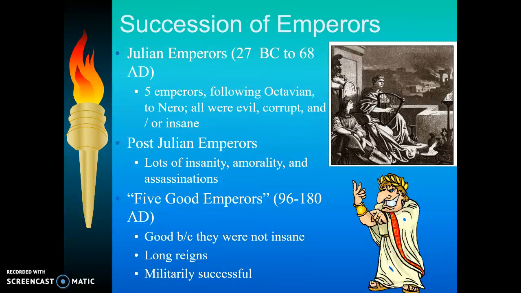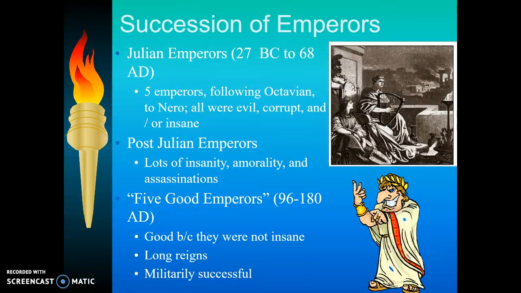Now, this succession of emperors is really more for entertainment value. I'm not going to be testing you too tightly on this, except I want you to know who Octavian was, of course, and a couple of these guys, Constantine, Diocletian. The Julian emperors, about 80 years of Julian emperors, the 5 emperors following Octavian, so the 5 after Octavian through Nero, were evil, corrupt, and/or insane.